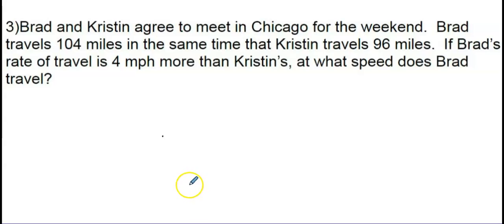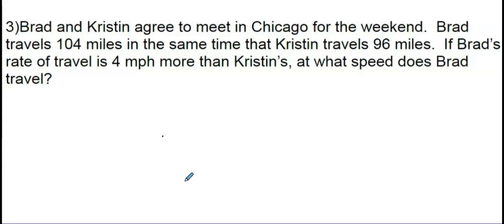Brad and Kristen agree to meet in Chicago. Brad travels 104 miles in the same time that Kristen travels 96 miles. If Brad's rate of travel is 4 miles more than Kristen's, at what speed does Brad travel? Well, let's think about this. Brad's rate of travel is 4 more than Kristen's.